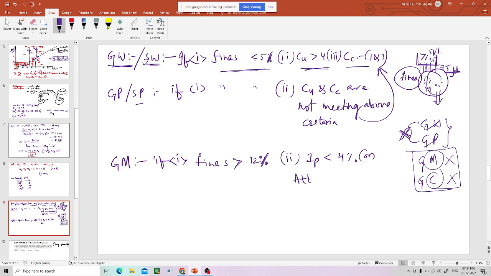Utterberg limits. Fall below A line. So you will find out the IP value. After finding the IP value, if IP is directly less than 4%, or the line equation, after finding the equation, okay.